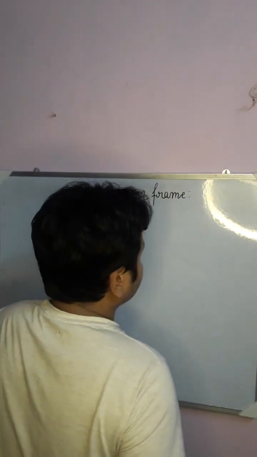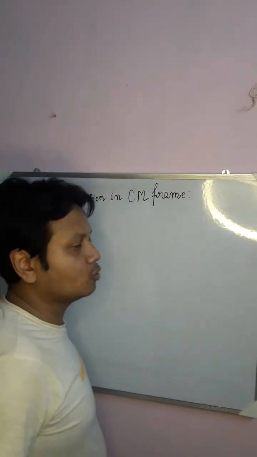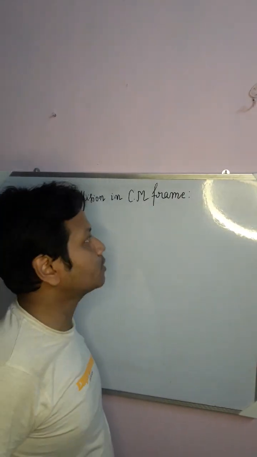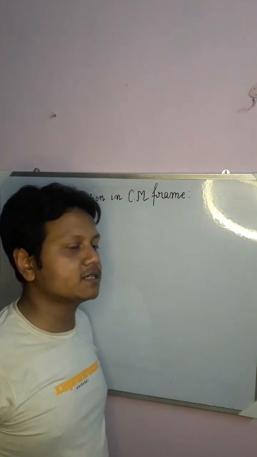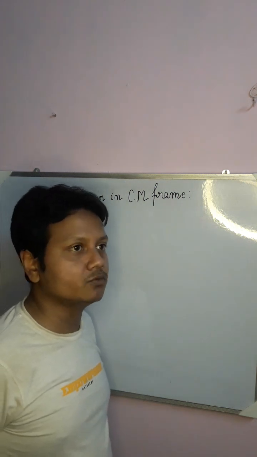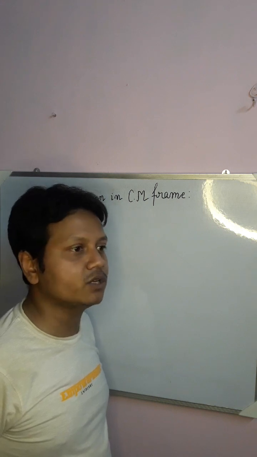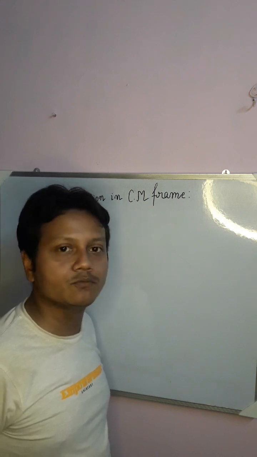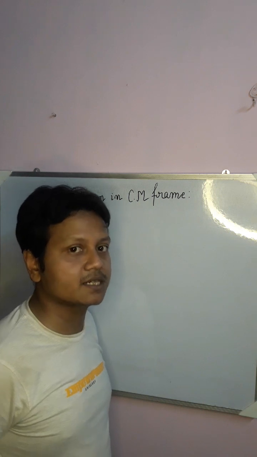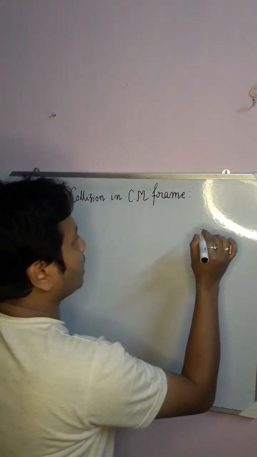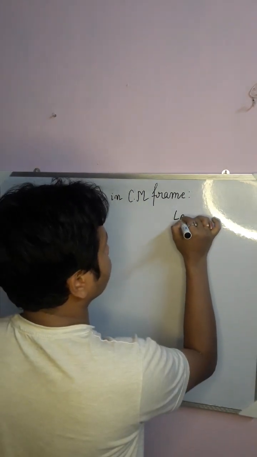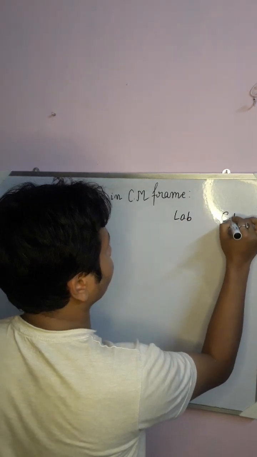Now, as I told earlier, with respect to the laboratory frame of reference, the center of mass frame moves with a constant velocity, and any frame that is moving with a uniform velocity relative to another frame is also inertial. So with respect to the lab frame, the CM frame is inertial. This is lab and this is CM.